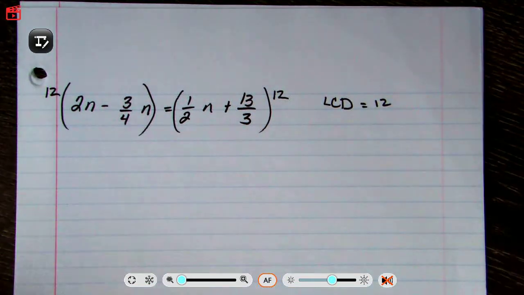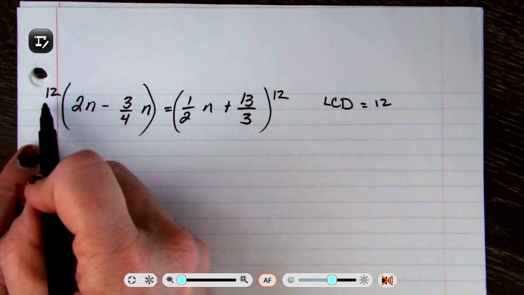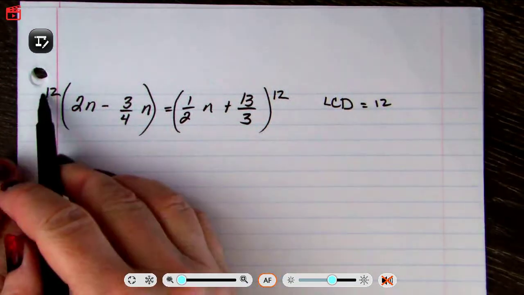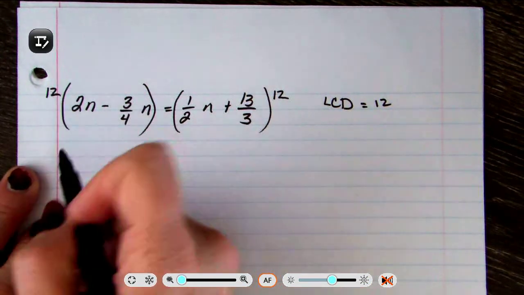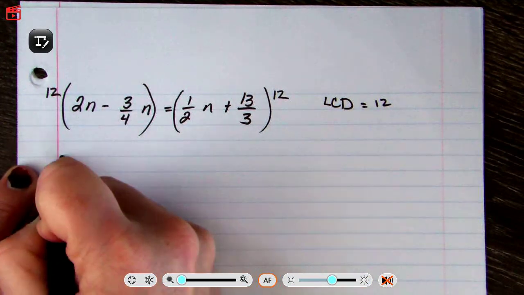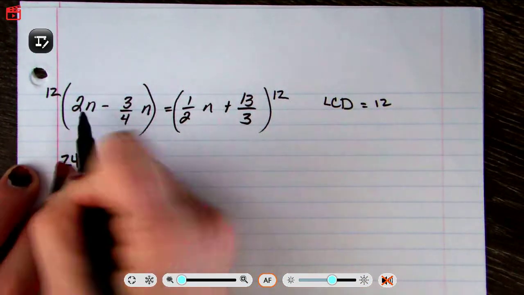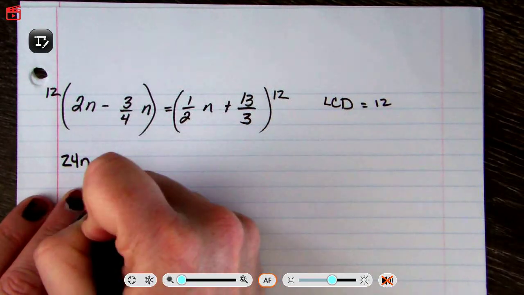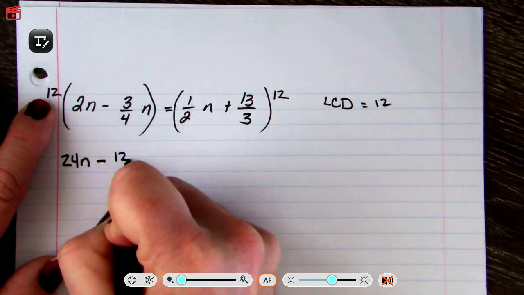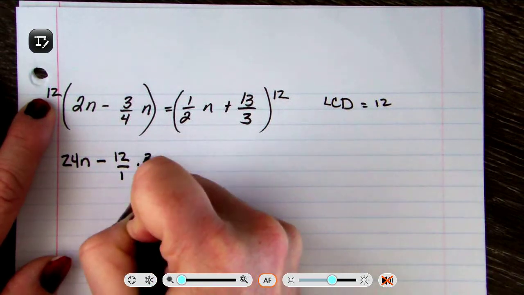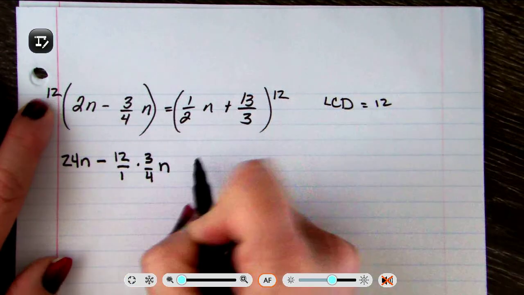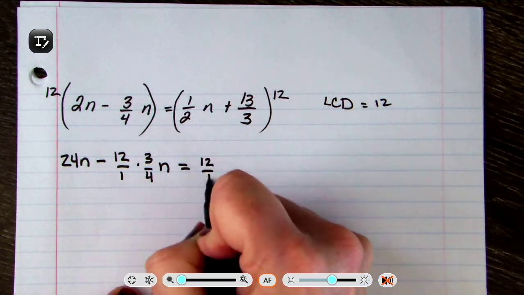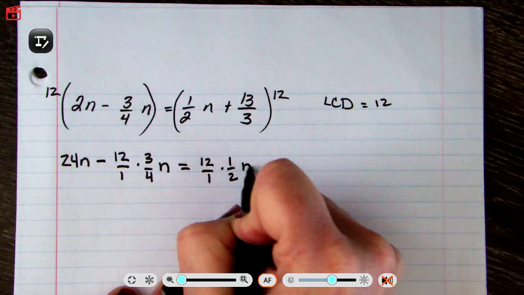So both sides, and again, I'm going to do it in fraction form where I need to, so I'm going to distribute this. So we're distributing that 12 into both pieces. So 12 times the 2n gives me 24n. It's not in fraction form, so I'm just going to do that one right away. Then we have this minus, and I'm going to write this 12 over 1, the 3 over 4n, equals, distributing here my 12 over 1 times my 1/2.